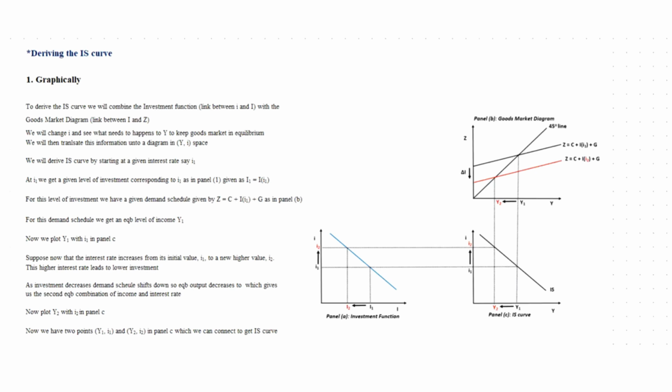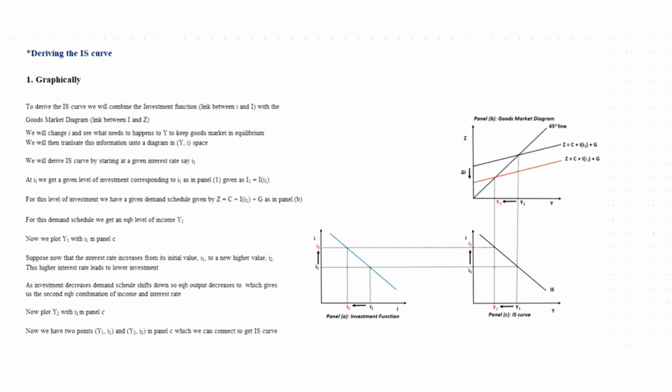Suppose now that the interest rate increases from i1 to i2. This higher interest rate lowers investment, as we can see investment goes down from capital I1 to capital I2. As investment decreases, we can see the demand schedule shifts down. So equilibrium output decreases from Y1 to Y2, which gives us the second equilibrium combination of income and interest rate for which our goods market is in equilibrium, i2, Y2. So we plot this in panel C.